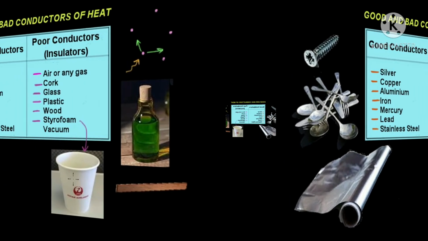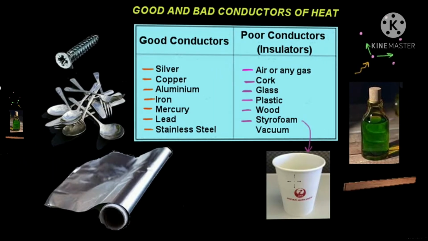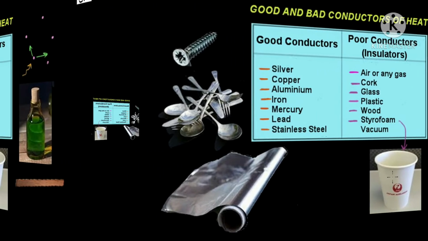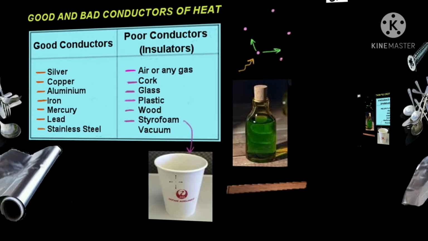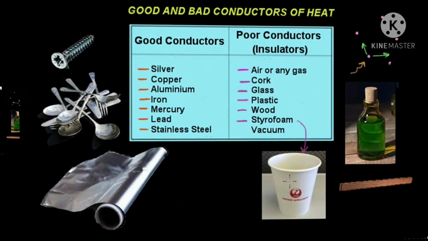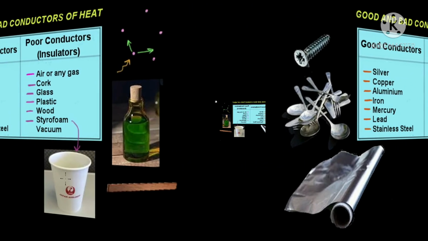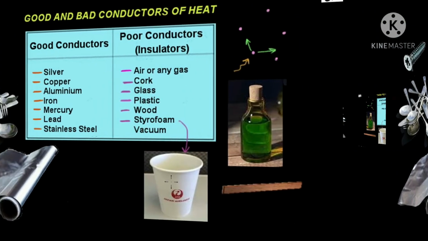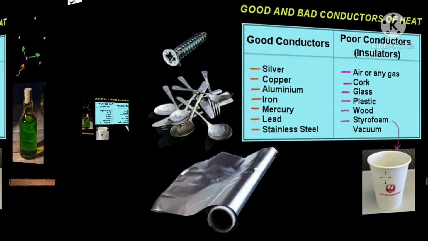The materials which do not allow heat to pass through them are called bad conductors of heat or insulators. Paper, wood, leather, etc. are bad conductors of heat or insulators. Children, air and water are also bad conductors of heat. Most liquids and gases are also bad conductors of heat.